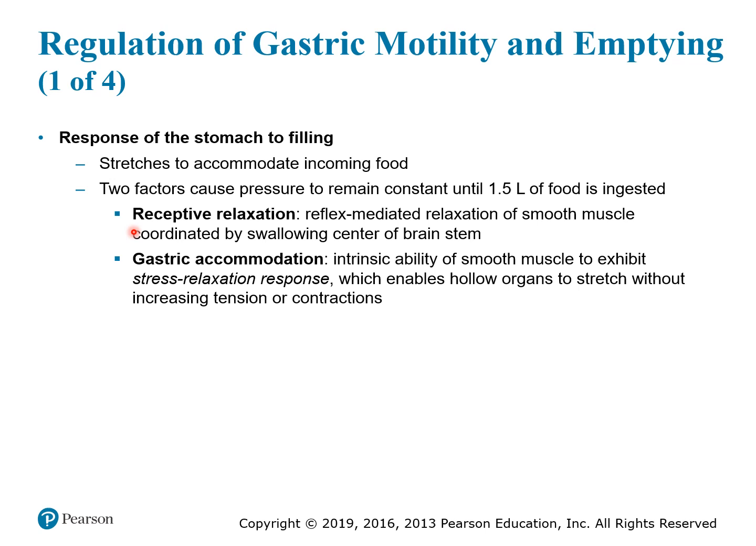So there is receptive relaxation, which is reflex-mediated relaxation of the smooth muscle coordinated by the swallowing center of the brain. And then there is gastric accommodation. This is the intrinsic ability of the stomach smooth muscle to exhibit a stress relaxation response, and this enables hollow organs to stretch without increasing tension and contractions. Because of these two qualities, receptive relaxation and gastric accommodation, the stomach can accommodate up to 1.5 liters of food.